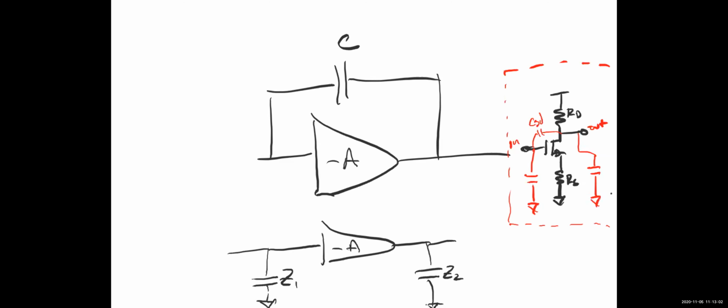So there was some confusion. Apparently students were thinking that maybe it should connect down here to the source. But remember, the intent of Miller's theorem is to take this capacitance and create an equivalent impedance that's grounded at the input and grounded at the output. So it doesn't go to this intermediate node, it goes directly to ground.